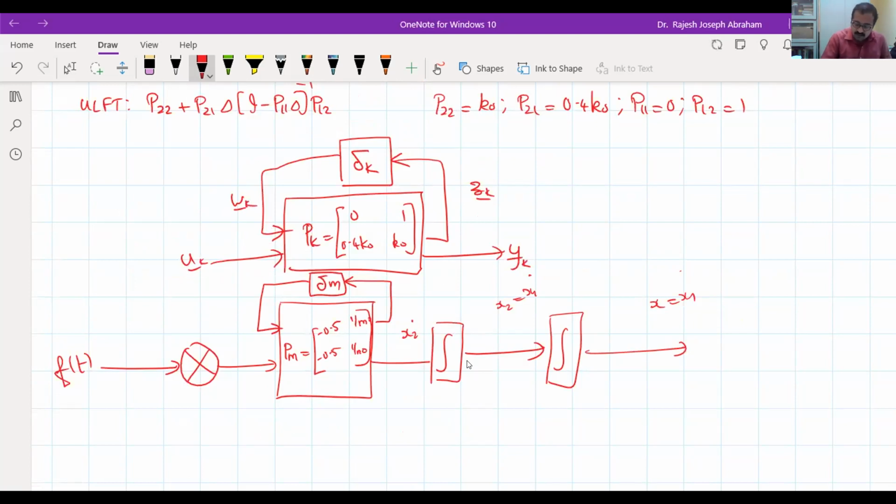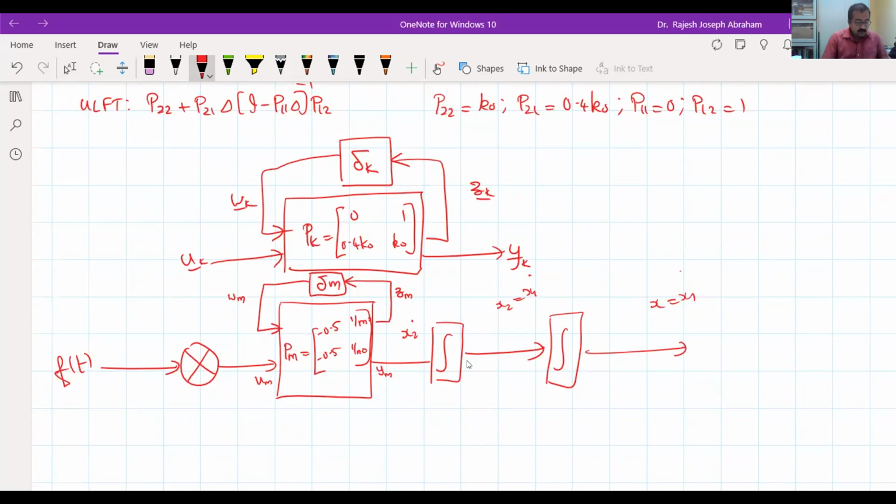Okay. So what is this? This is Zm. What is this? This is x1, the input Wm to the mass m. Okay. And what is this output? Output is nothing but Ym. And this must be the input to the nominal model. That means Um.